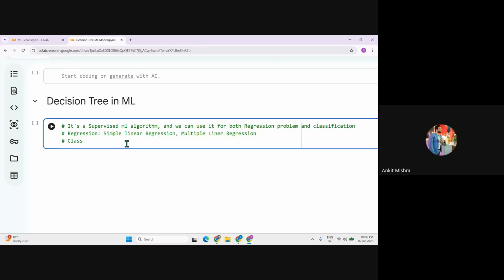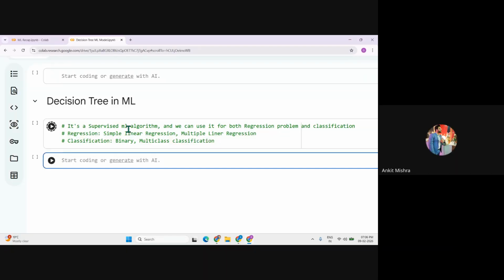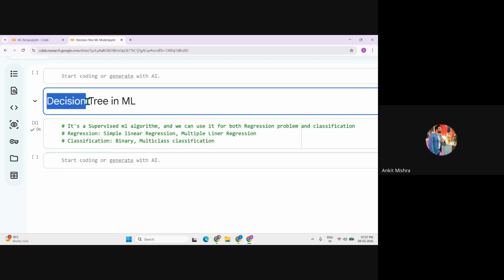But in classification, again, we have two different sorts of problems. The first one is binary classification. We already know that, right? And the second one is multi-class classification, right? So we can use the decision tree machine learning model to solve any sort of problem, whether it is a regression problem or a classification one, right? Before understanding this decision tree, let's understand what exactly the decision concept is and how to implement the decision concept with the help of some sort of tree model, right?